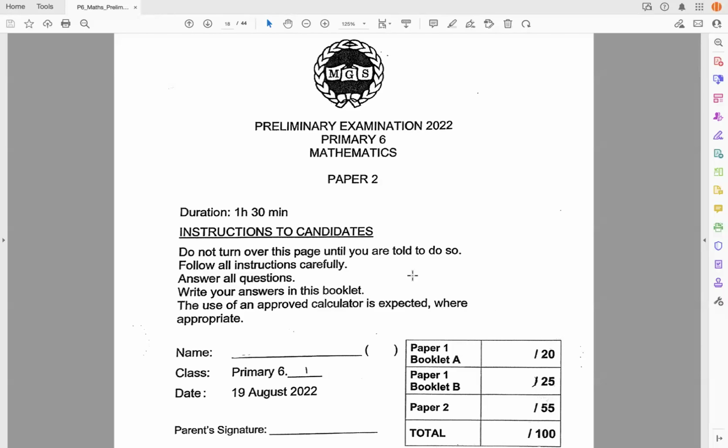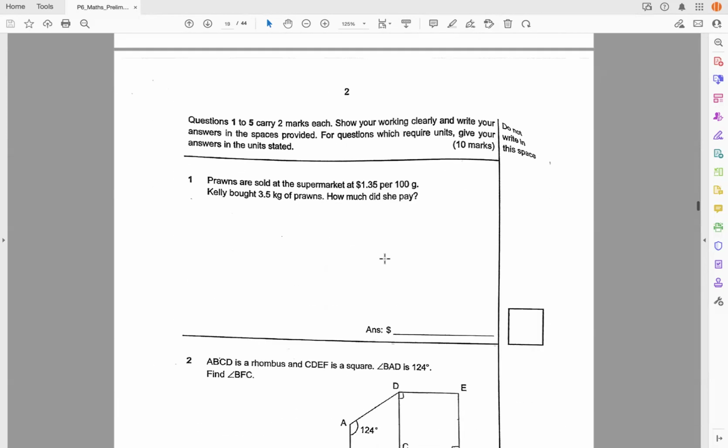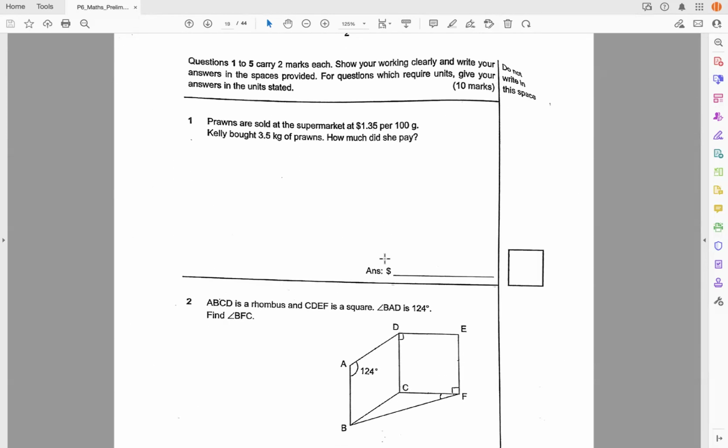Okay, MGS Prelim P6 2022 paper 2. Okay, let me do the first question. First question is a little difficult.